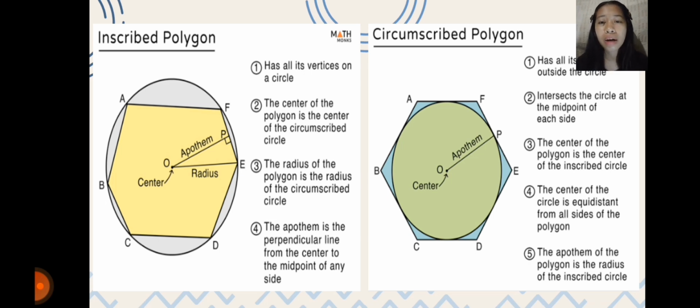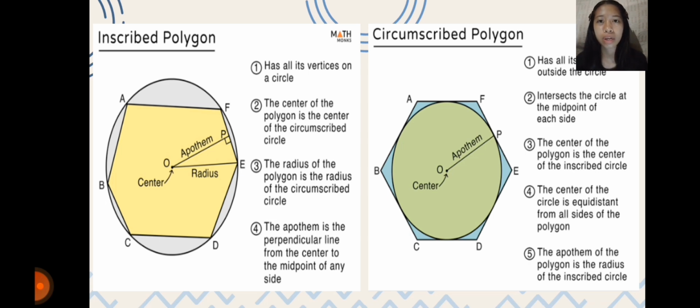First, all vertices are on the circle. This is the defining feature of an inscribed polygon. Every corner of the polygon touches the circle. Second, the center of the polygon is the same as the center of the circumscribed circle. This means that the circle surrounding the polygon is perfectly centered with the polygon itself.